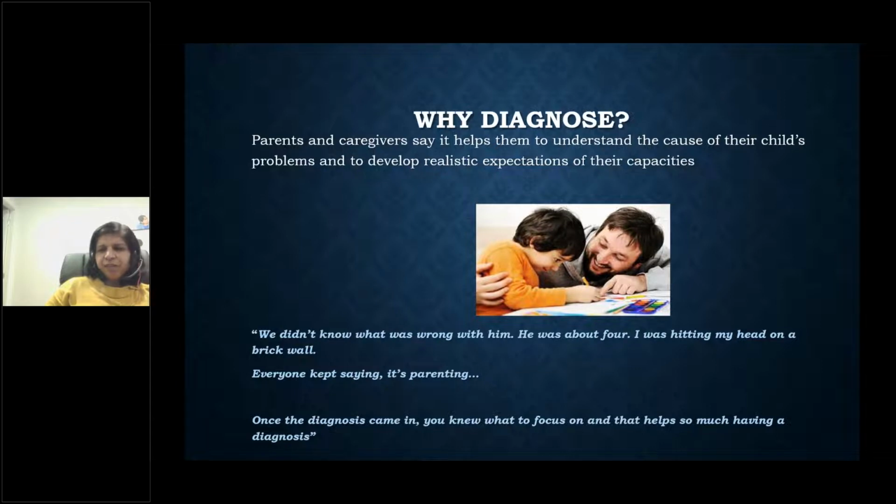This is from a study which we did at Children's Hospital Westmead regarding the impact of fetal alcohol spectrum disorder. Parents felt that they didn't know what was wrong with their child, and he was 4, and they were getting very frustrated because they were not getting anywhere with him. Everyone kept saying that it is parenting, and that's exactly what we always have to consider as one of the factors when we see a young person with behavioral disturbance. But it is also important to take into account other differentials. Once the diagnosis is made, the parents know where to focus and how to help their child in the best possible way.